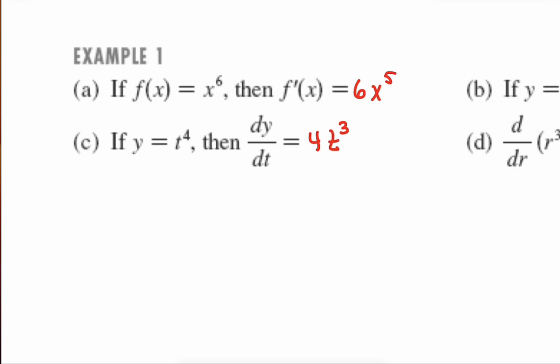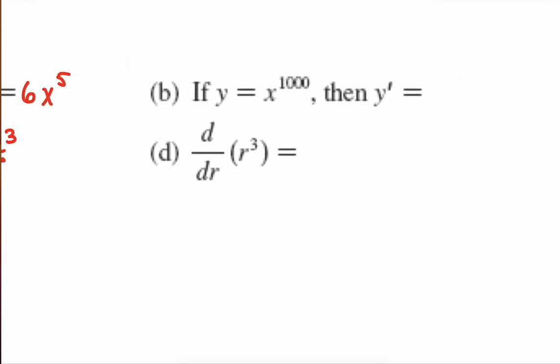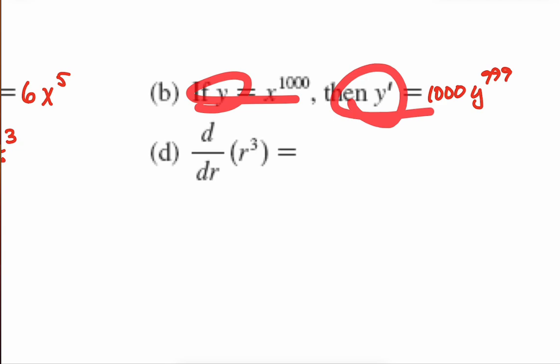Okay. B, doesn't matter even if it's a power of 1,000. 1,000 drops down in front, power goes down by 1. That y prime notation just means we're taking the derivative of y with respect to x. And that's an x there, I'm sorry.